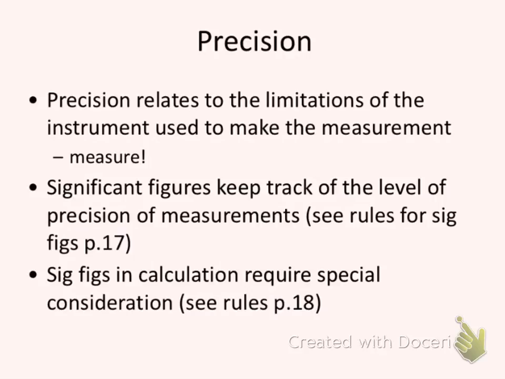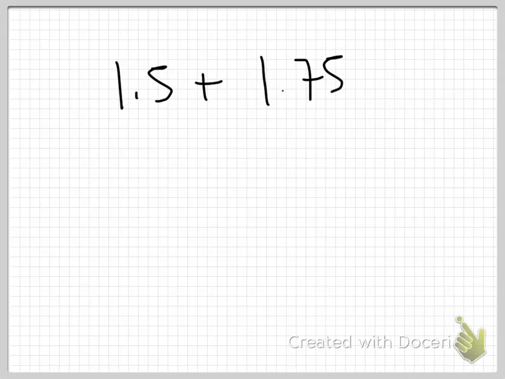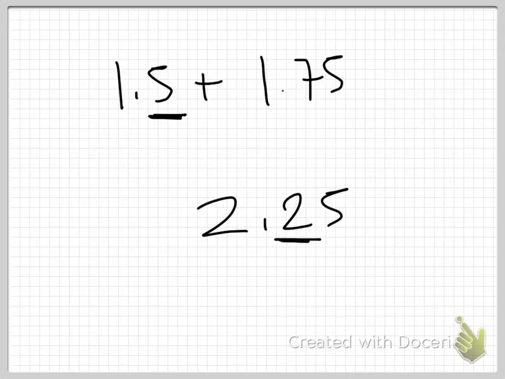When we are doing calculations with sig figs, there are special rules. Let's talk about those. In general, if we are adding things, our sig figs are limited by the decimal place in the number with the least places, with the least precision. So we would be limited to the 10th place. So though our raw answer for this is 2.25, we're limited to this place. And based on this number, we're going to round up, so we're going to show the answer as 2.3.